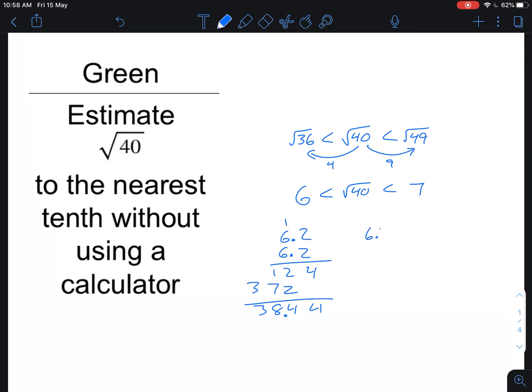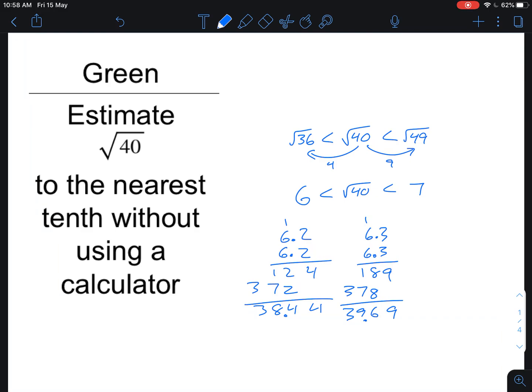So let's try 6.3 squared. So 6.3 times 6.3, let's see, that's 18. Hopefully I do all my multiplying right here. Oh, that's even closer, 39.69. Can I get even closer to 40?